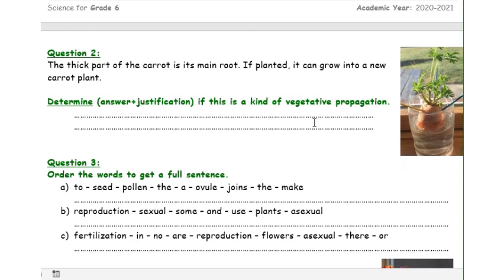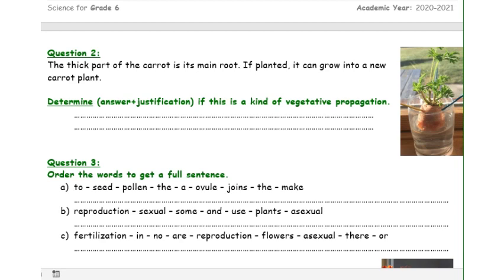The thick part of the carrot is its main root. If planted, it can grow into a new carrot plant. Determine if this is a kind of vegetative propagation or reproduction.